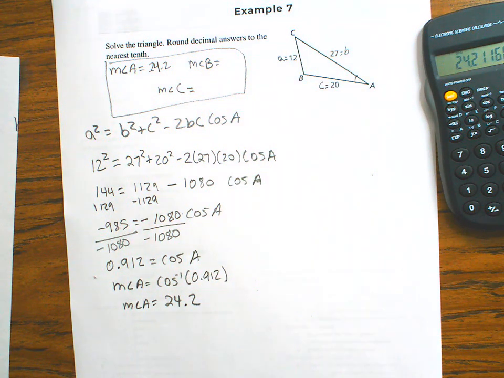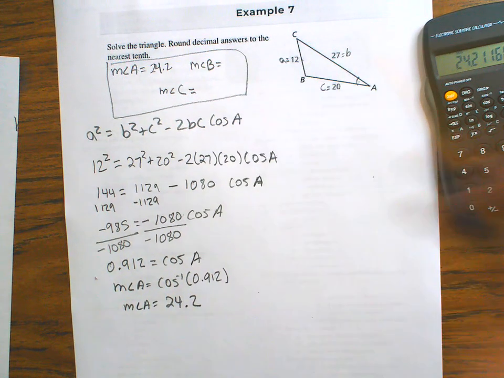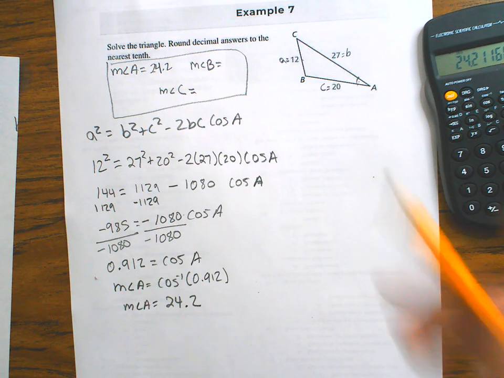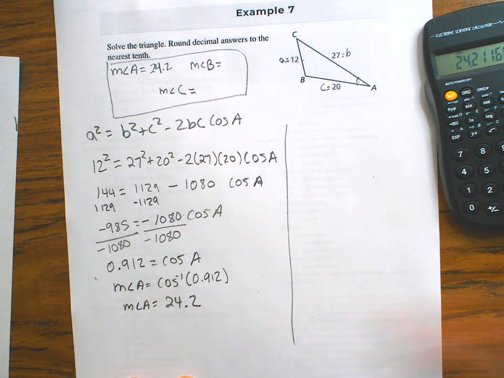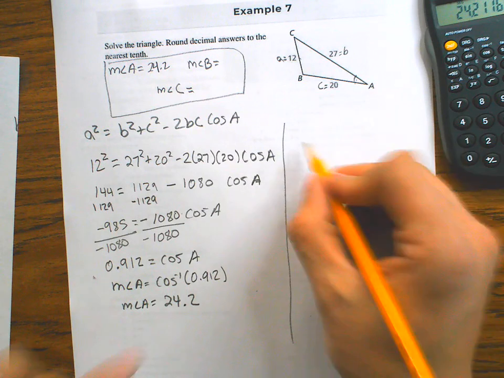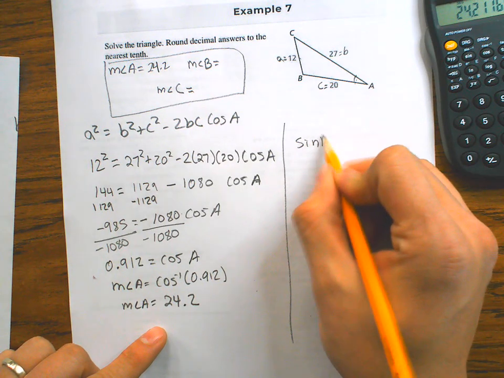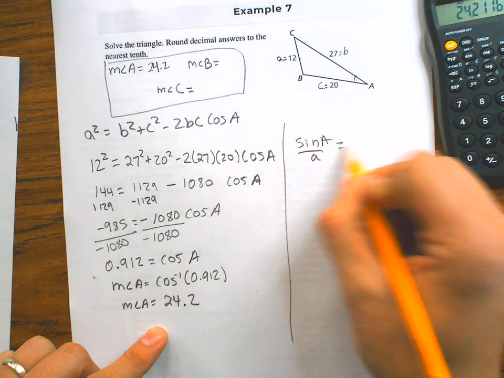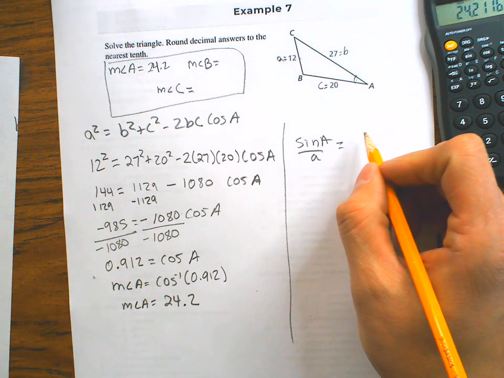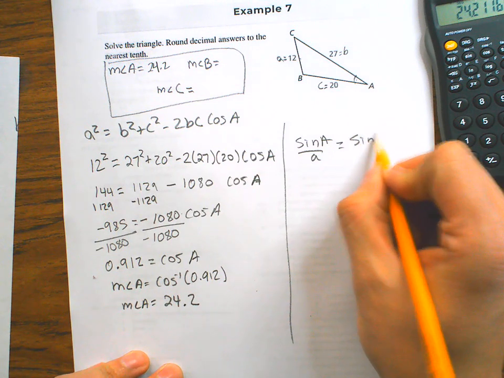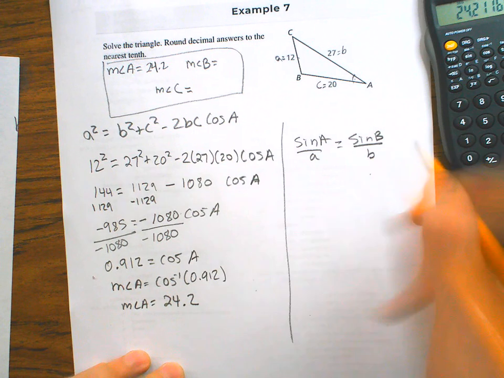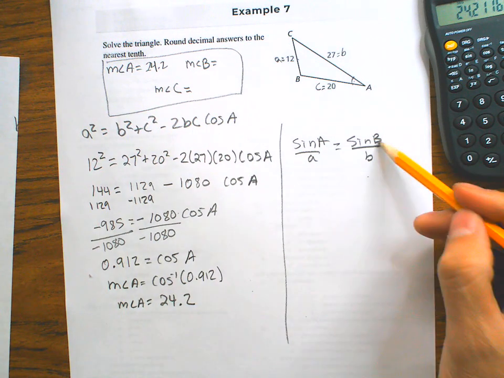I can do another law of cosines, or now that I know an angle and its opposite side, I can do the law of sines. So your choice. I'm going to use the law of sines because I think it's easier. So I'm going to do the sine of A over A, and I could either do B or C, doesn't matter. Sine of B over B, since I know all of these except for the angle.